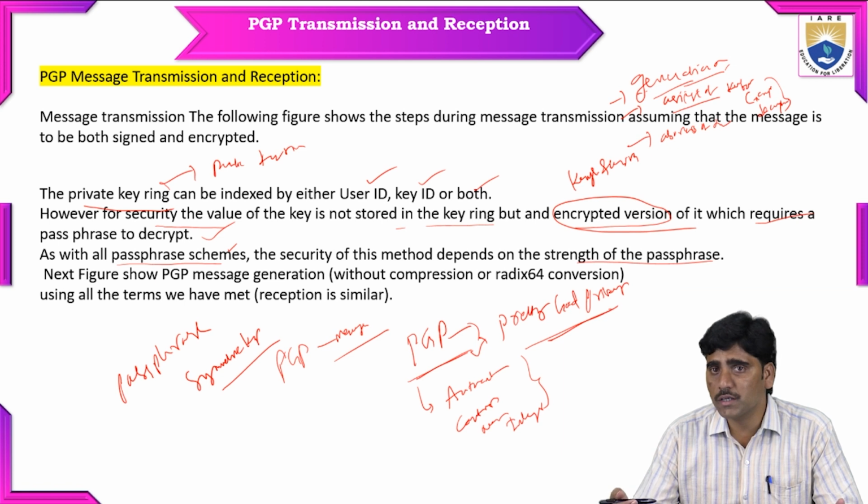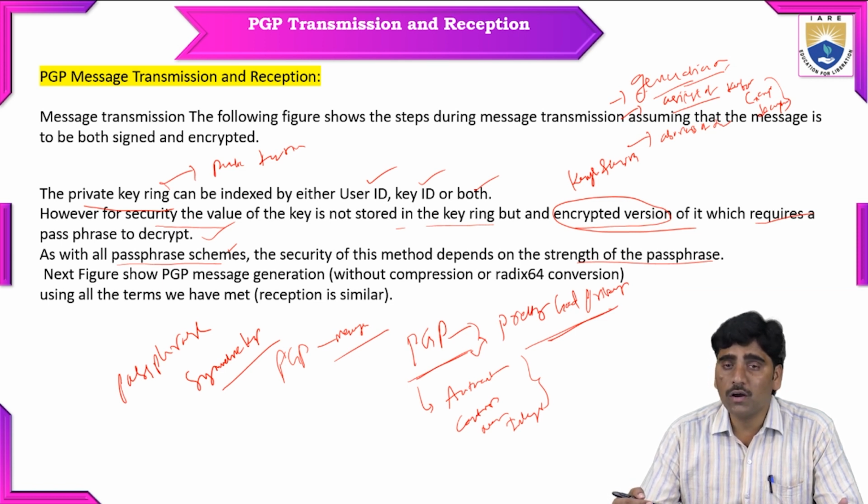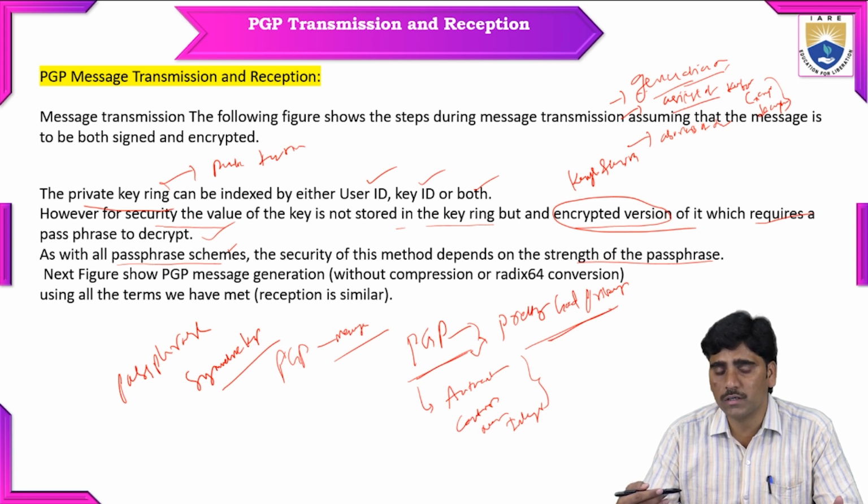For the conversion, we use different functions. For encryption, we use different algorithms. For storing the keys, we use concepts like key rings or cryptographic keys. With all these, PGP messages provide security to the mail as well as to the file.